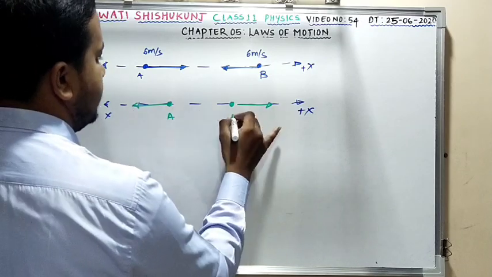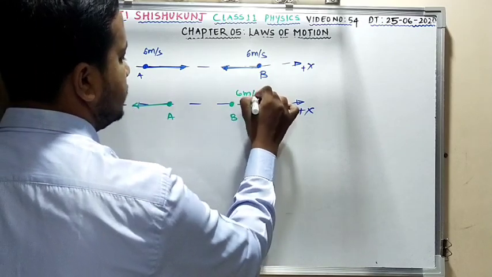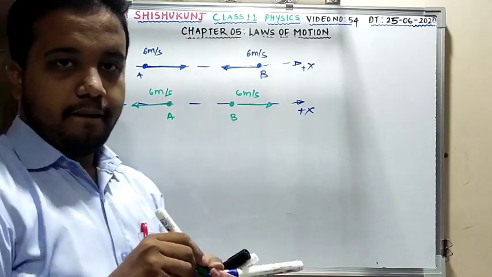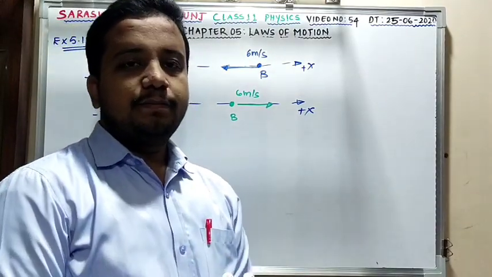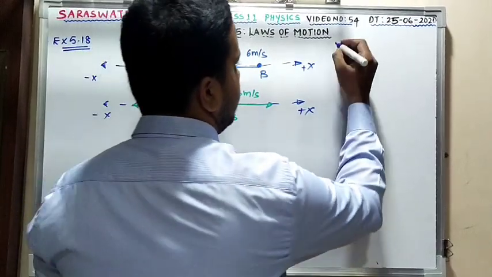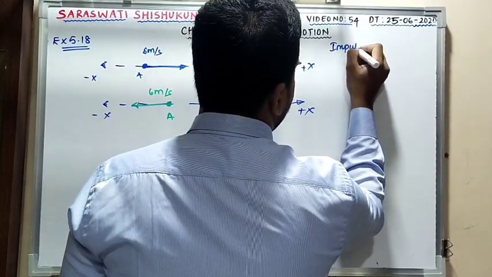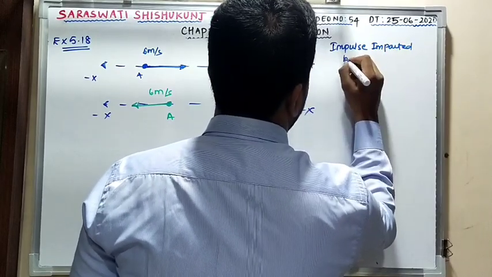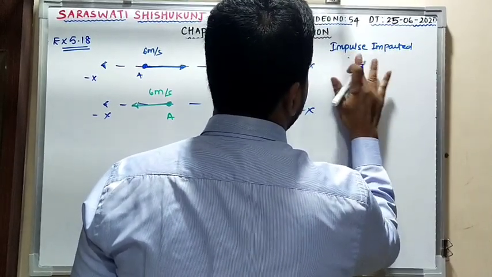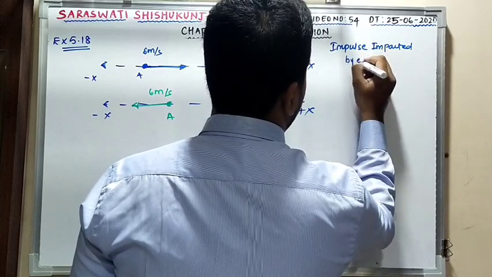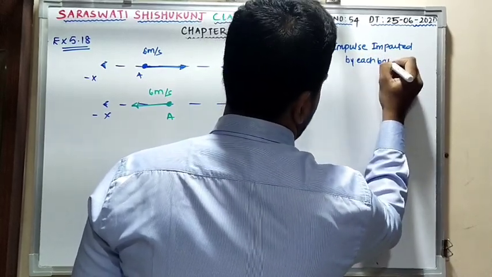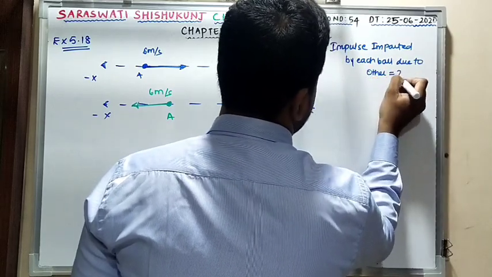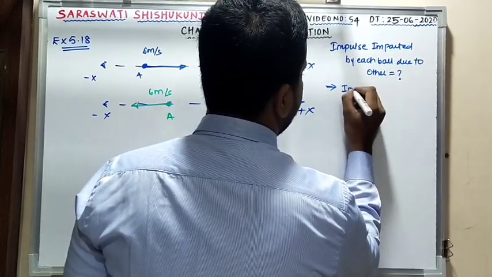Yes, so this is your A, this is your B. Again with the same speed, without changing, 6 meters per second only. They rebound back. Calculate the impulse imparted by one ball on the other. We need to calculate the impulse imparted by each ball due to the other. That is the question.